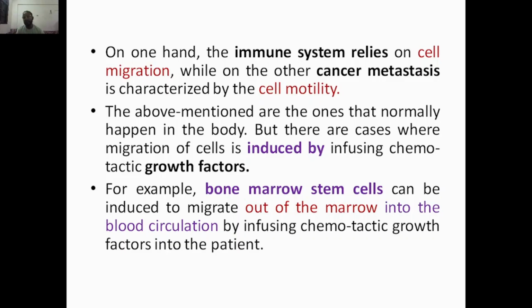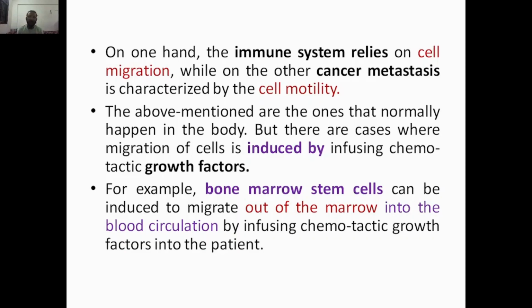For example, bone marrow stem cells can be induced to migrate out of the bone marrow into the blood circulation by giving chemotactic growth factors, or by infusing chemotactic growth factors into the patient. That means we are taking the bone marrow stem cells out of the bone marrow, and these stem cells go into the blood circulation, so that we can take them out, for example, usually for vaccine preparation. That's how it works.